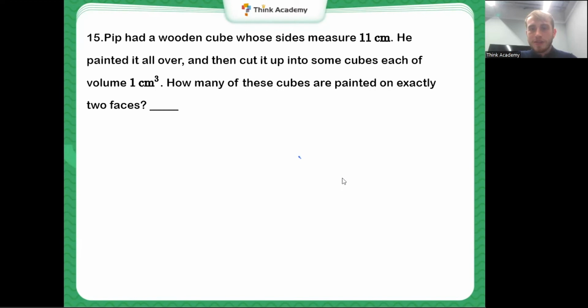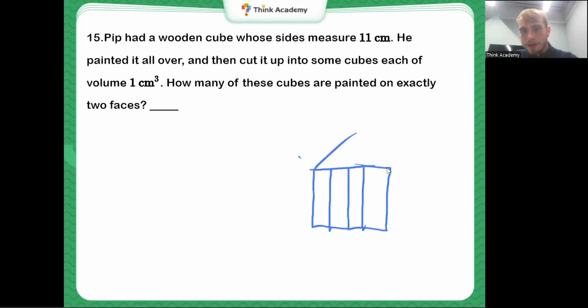So first things first, and for anyone that's not learned this with me or one of the other Year 5 tutors before, let's understand a little bit more about a cube. Now, I'm not going to draw an 11 centimeter cube, but I will draw a basic cube. So let's imagine here we've got our cube. I'm just going to draw a 4 by 4. Keep it simple. Okay, so here's our cube.